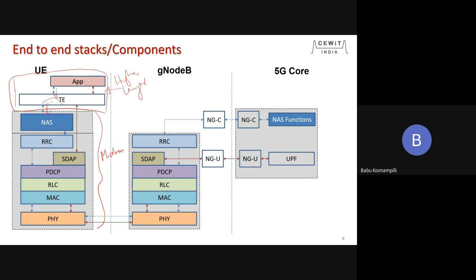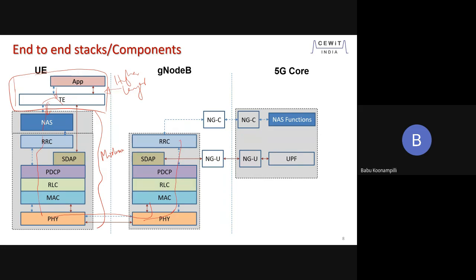When you have a control function, for example, when the phone comes up and wants to register, or an authentication has to be done, the control function goes through NAS. NAS generates the appropriate control signaling, which goes through RRC, PDCP, RLC, MAC, and PHY. They get transferred to the base station. Again, it goes all the way through MAC, RLC, PDCP, RRC.